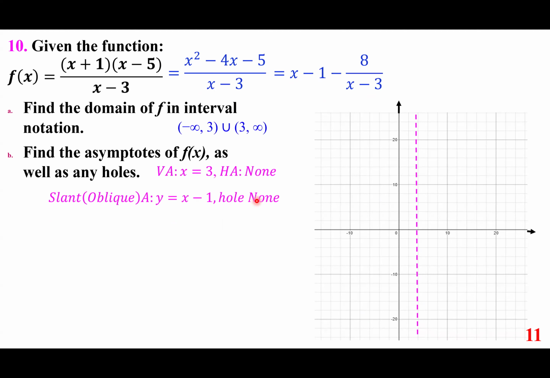So y equals x minus 1 is the oblique asymptote. And as I mentioned, there is no hole. The reason why is because there is nothing in common between the numerator and the denominator. So you can graph that. This is the line. So just to give you an idea, 0, negative 1 is roughly here. 1, 0 is roughly here. And that's the line y equals x minus 1.